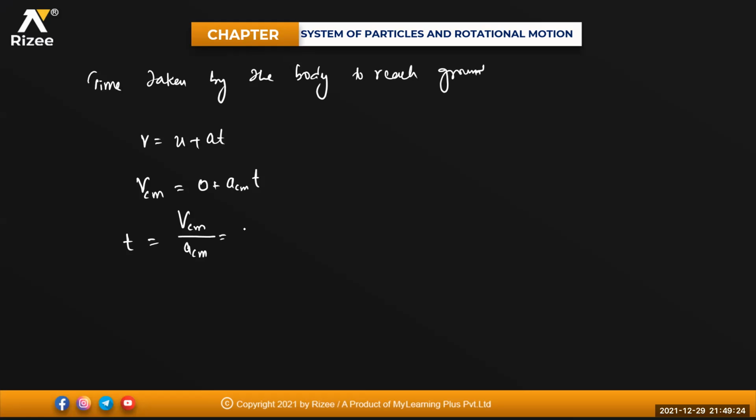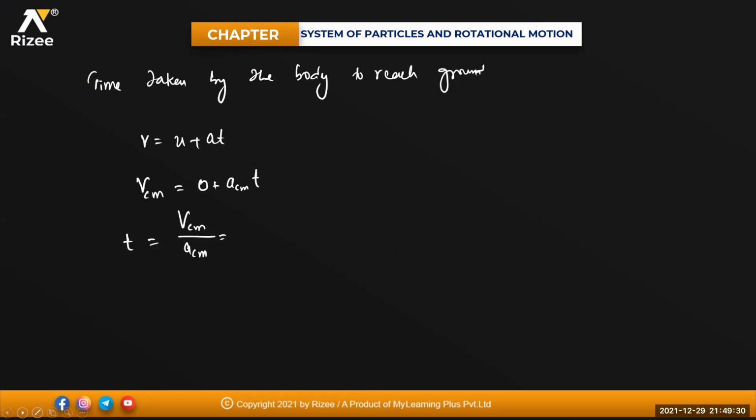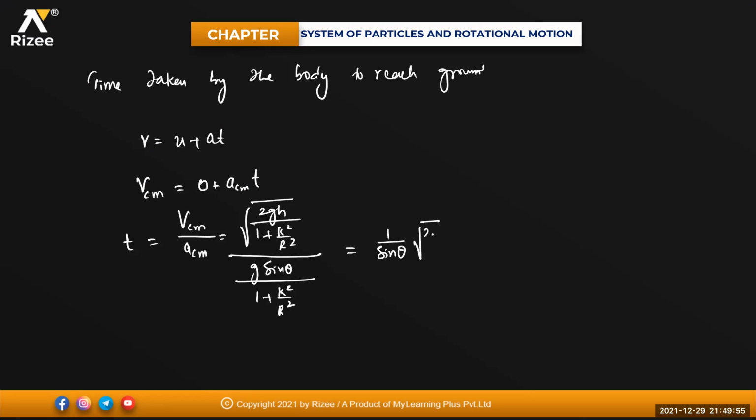So VCM is how much, beta? Let me see. VCM is equal to under root of 2gh divided by 1 plus k square by r square, divided by acceleration of the center of mass, which is g into sine theta divided by 1 plus k square by r square. So if I simplify this one, this will become 1 by sine theta, isn't it? Under root of 2h divided by g into under root of 1 plus k square by r square. So that is your time taken.